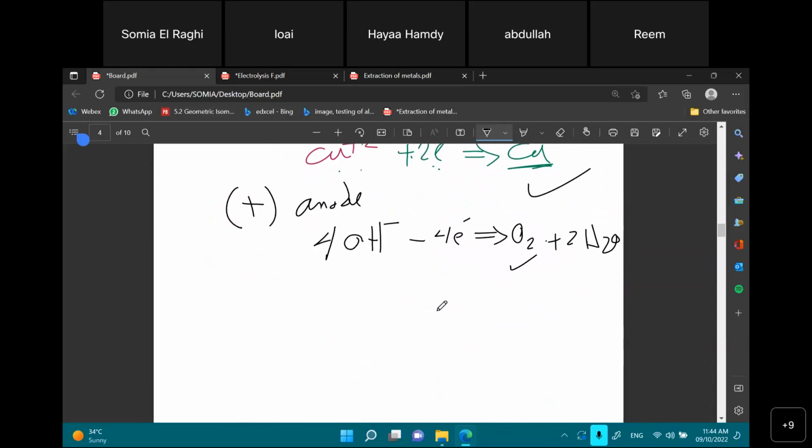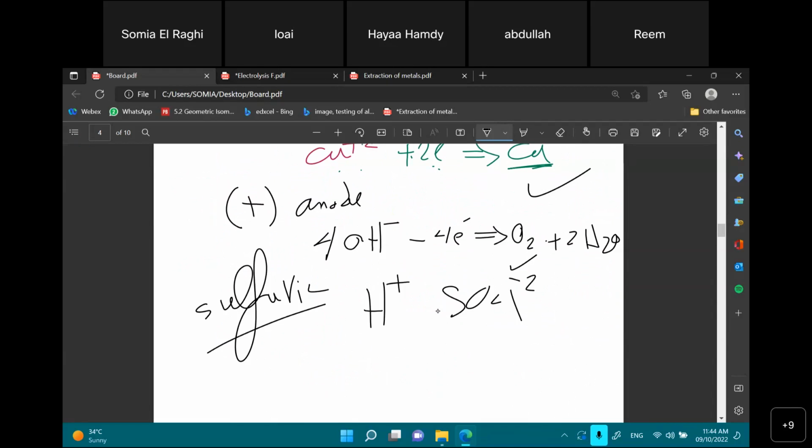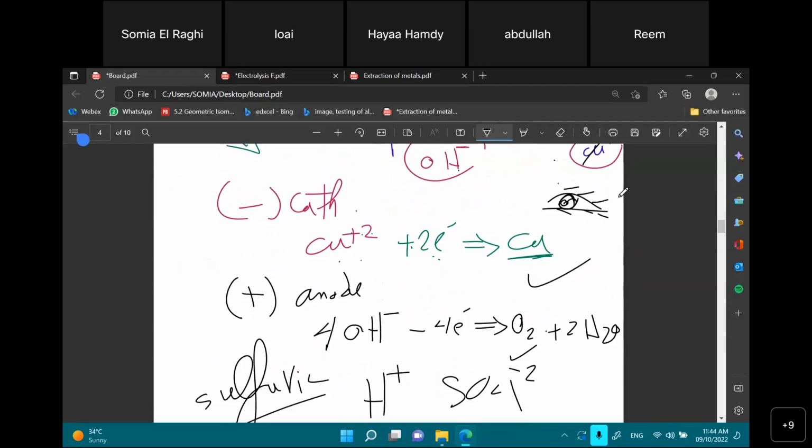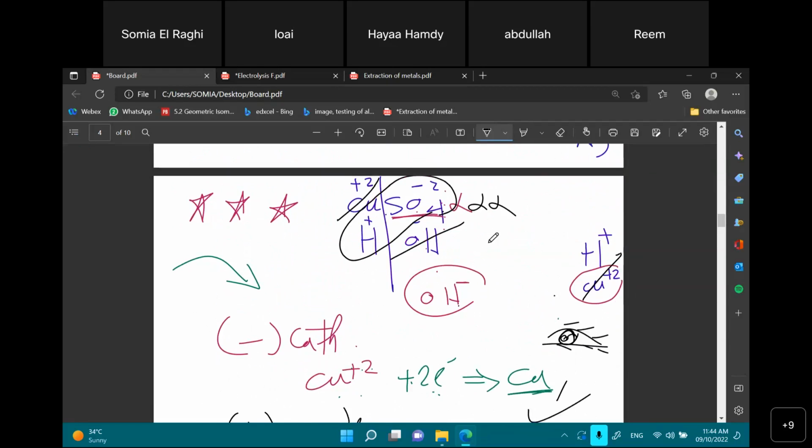Very good. I have this particle combined with SO4 forming what? Sulfuric acid. We get sulfuric acid. All right. So acid formed. What do we get? We get copper metal, we get oxygen gas and we get sulfuric acid. I will ask several questions here.